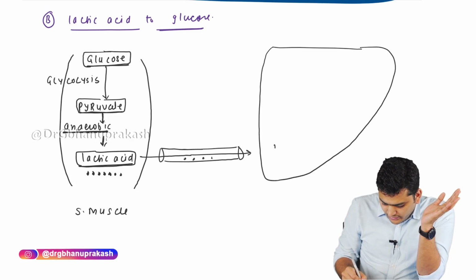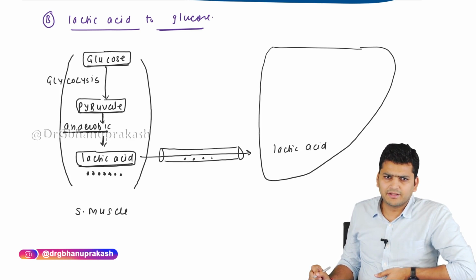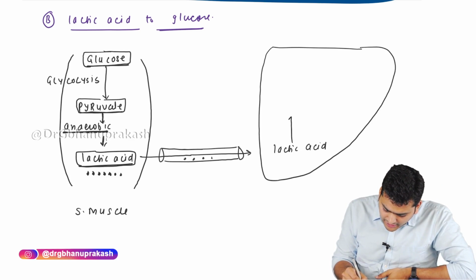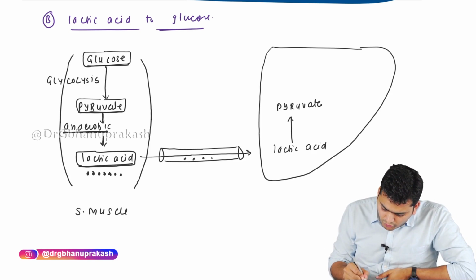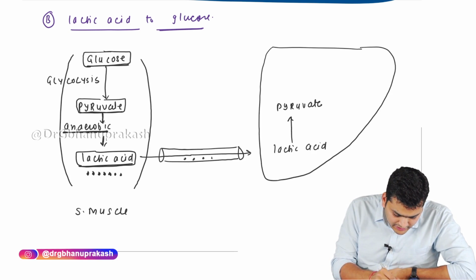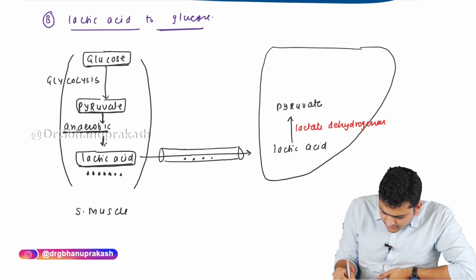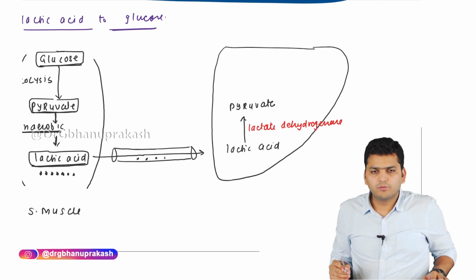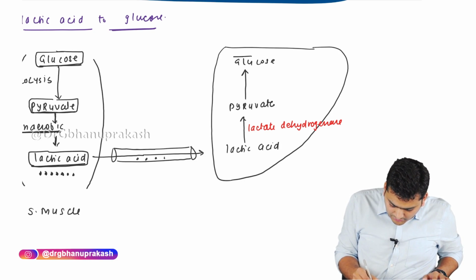These lactic acid molecules will reach all the way to the liver. Now what will the liver do with this lactic acid? The liver will convert this lactic acid back into pyruvate. To convert that into pyruvate, we need to use an enzyme called lactate dehydrogenase. With the help of the enzyme lactate dehydrogenase, lactic acid will convert into pyruvate. And that pyruvate, as we have just discussed, can be converted into glucose.